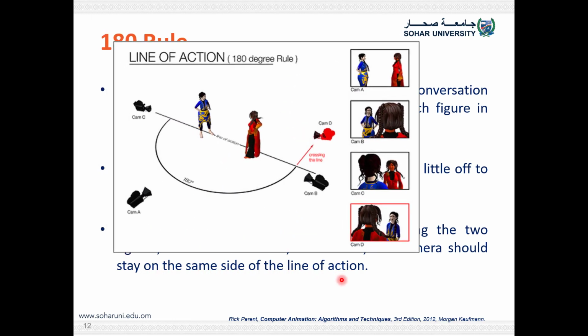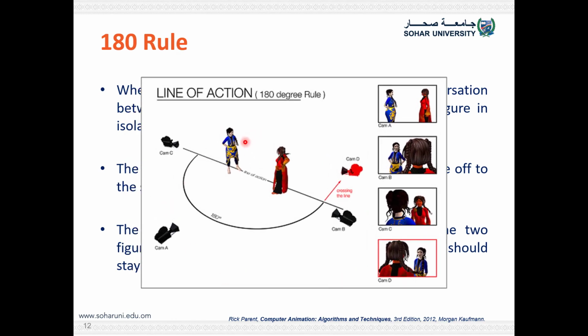Now let us go back to the figure again. Here we have two figures. They have a conversation together. The camera is moving from one side, for example, let us consider the left side. So the camera is moving in 180 degrees.